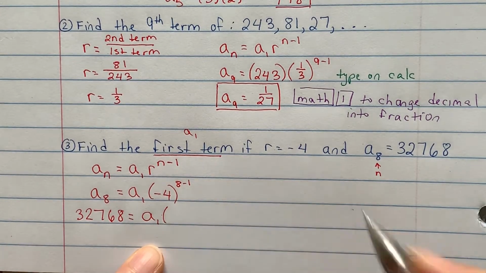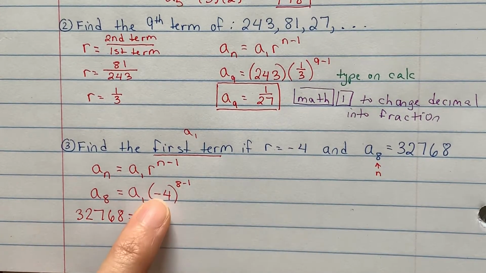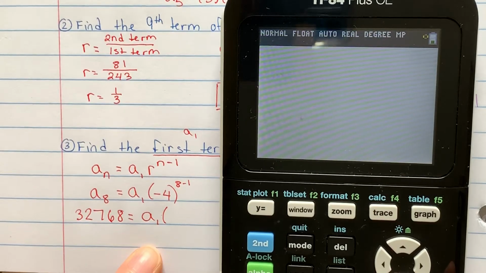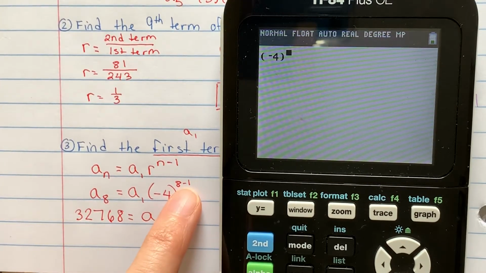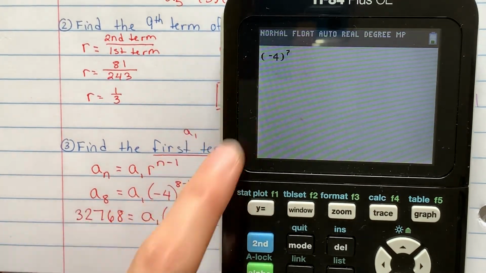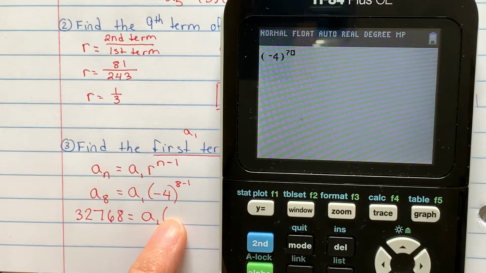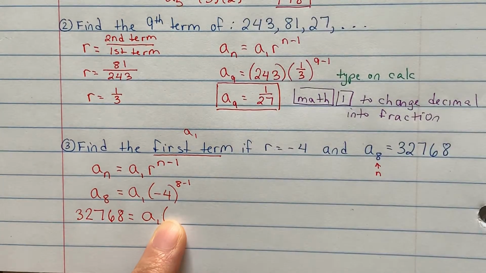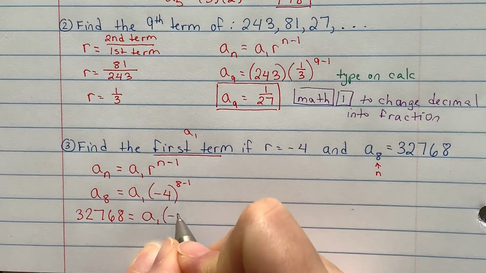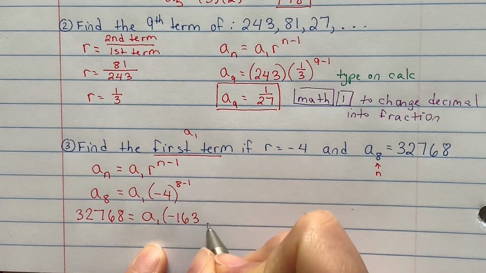And I'm going to use my calculator now to figure out what this is equal to. So I'm going to clear out my screen and type in parentheses -4 raised to, what power am I going to raise this to? You got it, the 7th power. And the parentheses is very important. If you don't have parentheses around the -4, your final answer might be wrong. I got -16,384. Yikes, that's a big number.